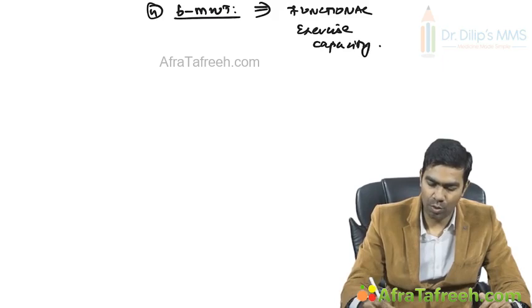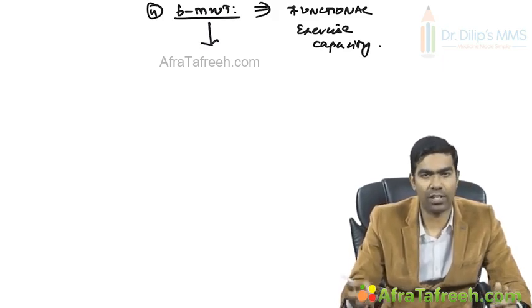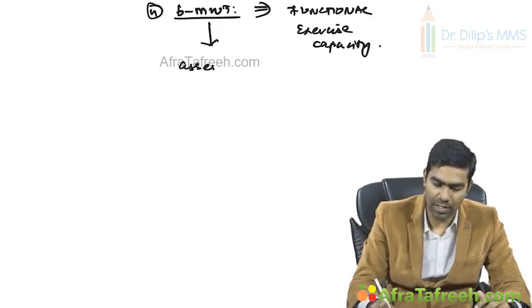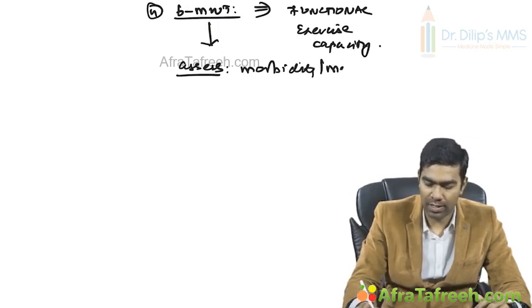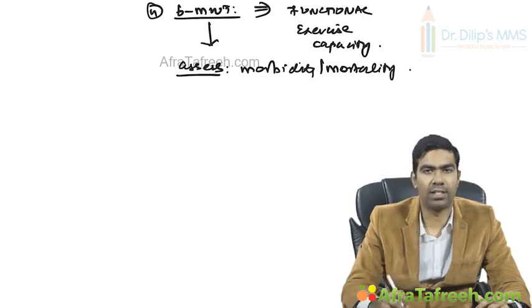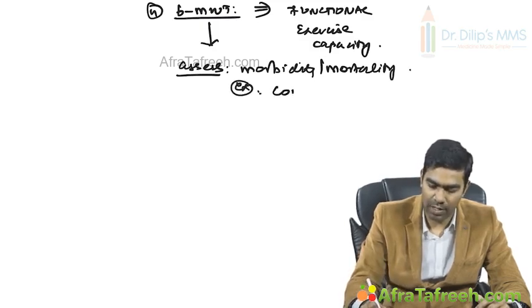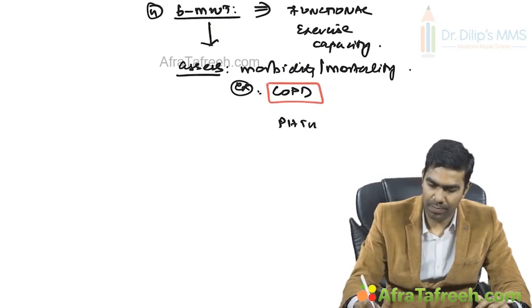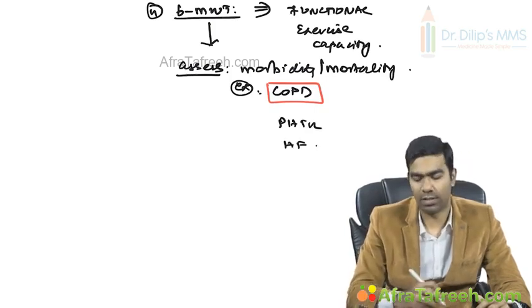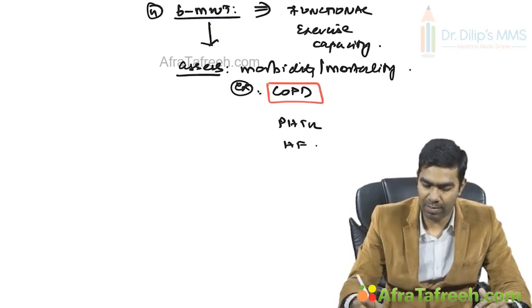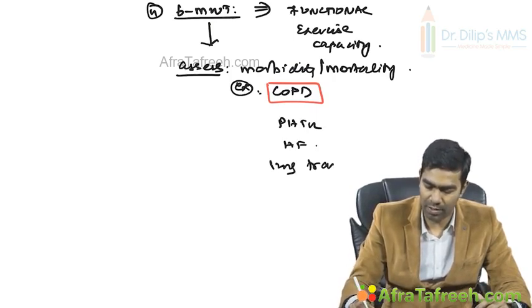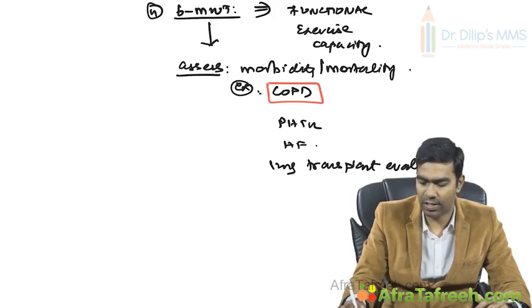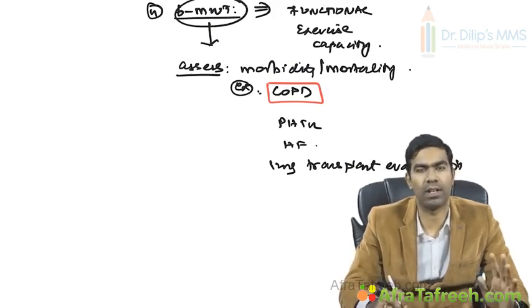Typically, you can use this 6-minute walking test, and this functional exercise capacity is important for assessing the morbidity and mortality of certain diseases like COPD. This is the most important. COPD, then pulmonary hypertension, heart failure, and all these things. And again, for transplant evaluation, especially lung transplant evaluation. In all these conditions, the 6-minute walking test is a very, very important test.